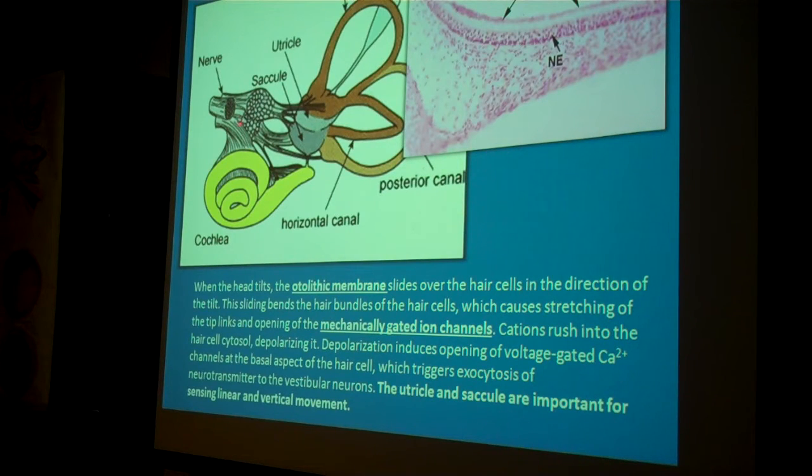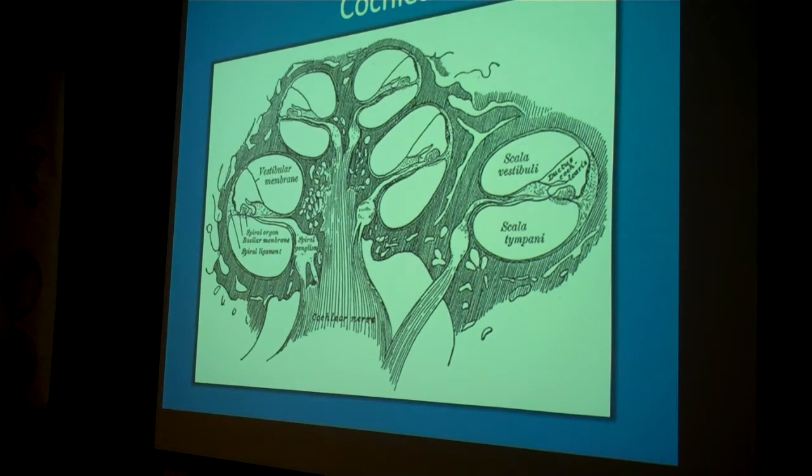Okay. And the cochlear nerve forms the vestibulo-cochlear nerve, cranial nerve number 8. Mechanical receptors, just triggered by movement. Okay. Now let's go to the cochlea.